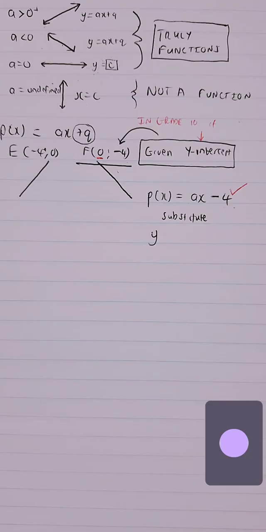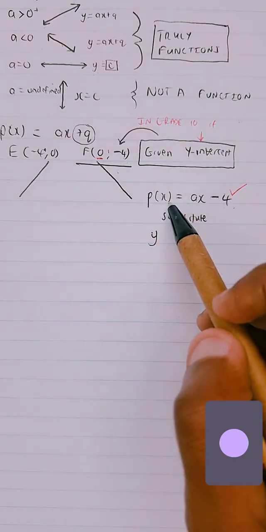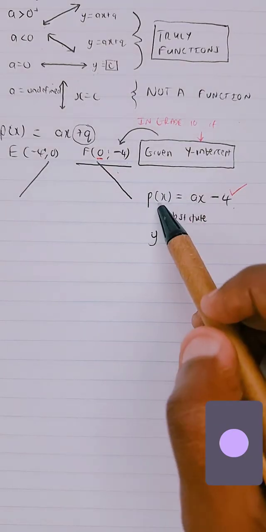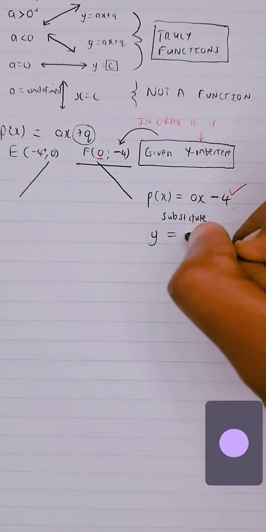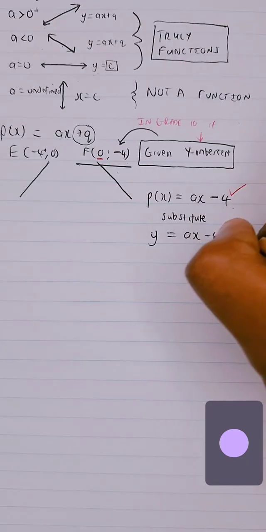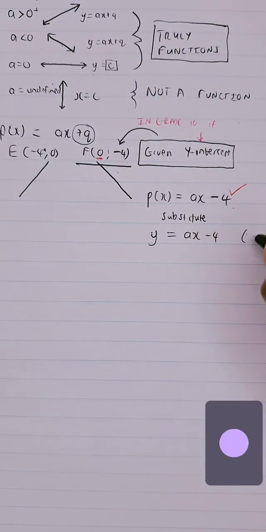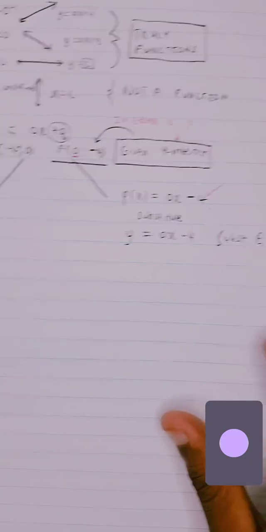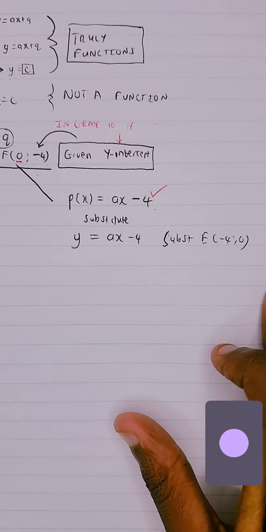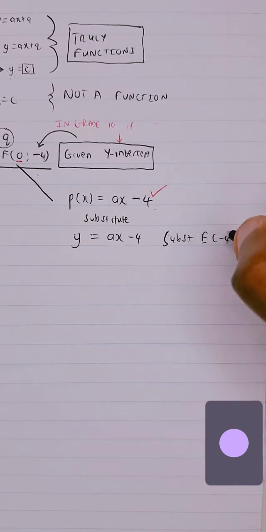That's the meaning. This is something that we call functional notation. It just means y. So I can just rewrite this as y is equal to ax minus 4. I am going to substitute E, the coordinates of E, which are negative 4 and 0. So x is negative 4, y is 0.